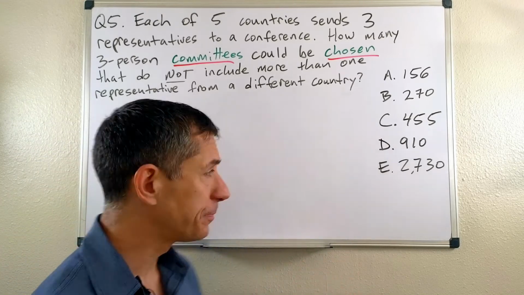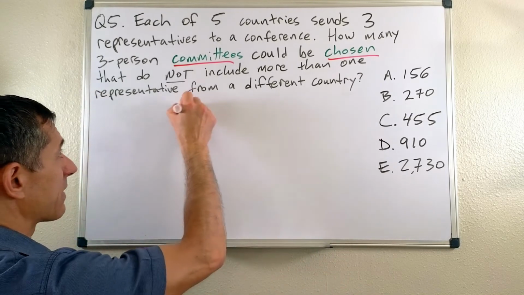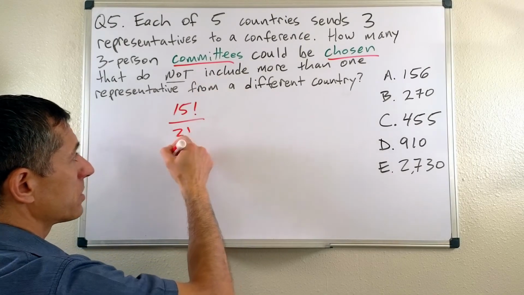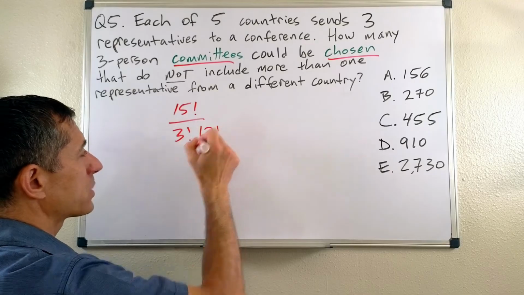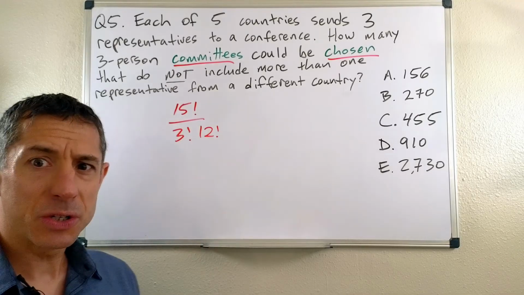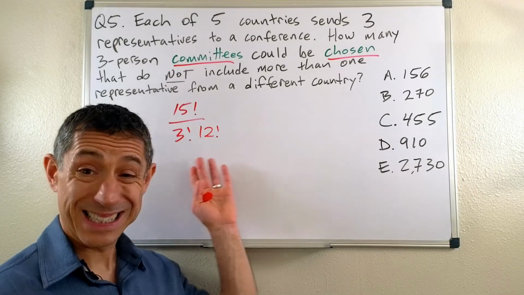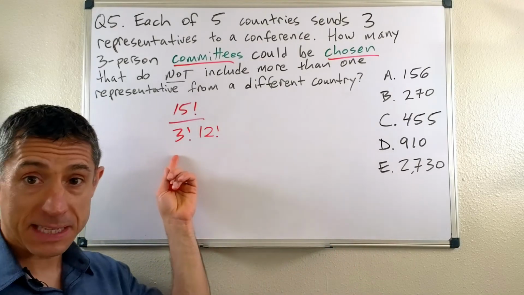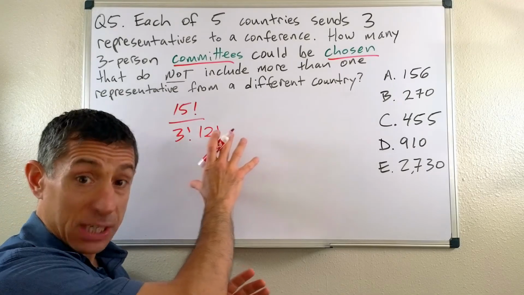That's the tough part. Maybe your instinct is, well, I've got 15 people total. I'm going to choose 3 of those, so 15 factorial over 3 factorial times 12 factorial. Not a bad start. You could do something with that. But notice that this really doesn't take into account the whole business of, well, we can't have multiple people from the same country. Again, you can get somewhere with this.